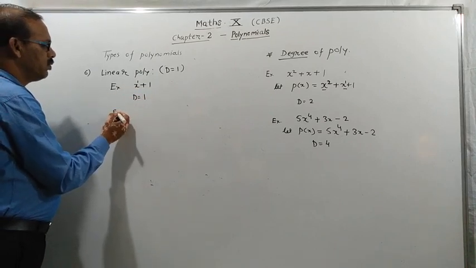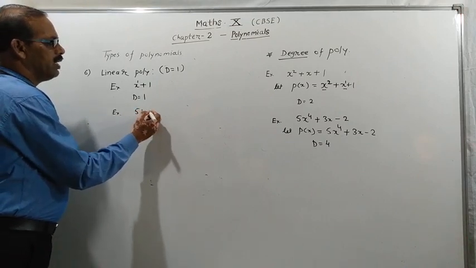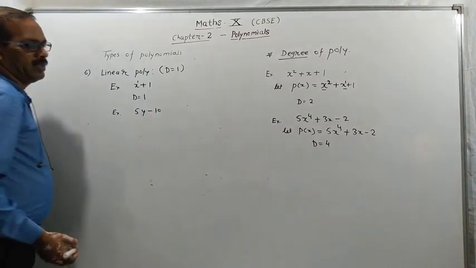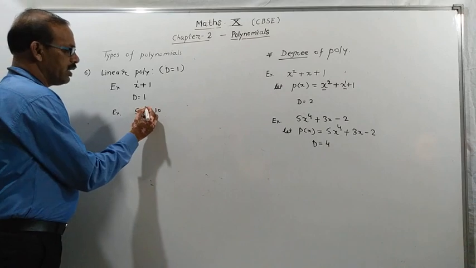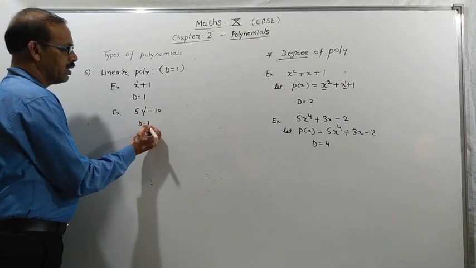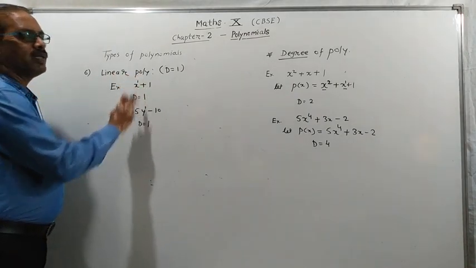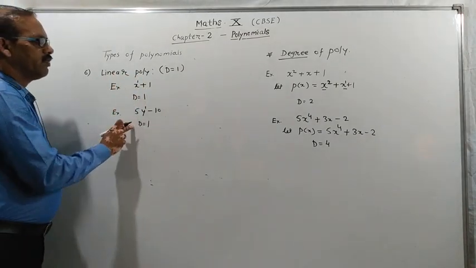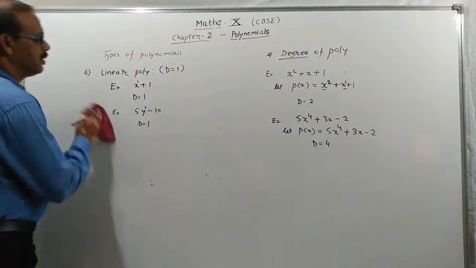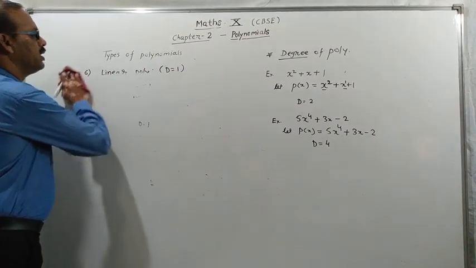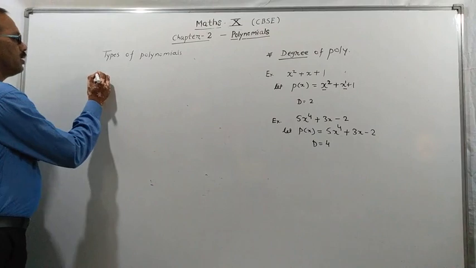One more example to represent the linear polynomial is 5y minus 10. Again, the polynomial has a degree 1. So such a polynomial in which the degree is 1 is known as a linear polynomial. Now the next one is the quadratic polynomial.